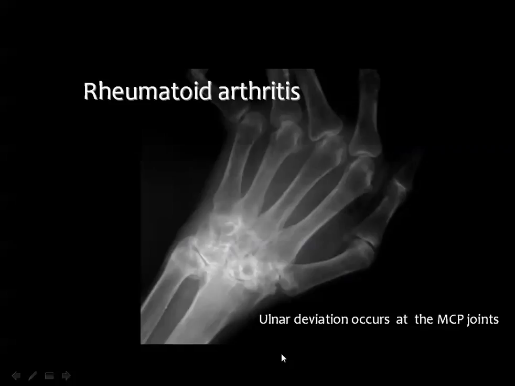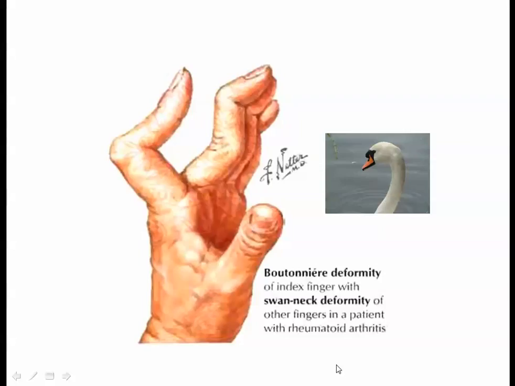This is a case of ulnar deviation secondary to rheumatoid arthritis, and you can see the subluxation of the metacarpophalangeal joints. Also in the wrist, you can see severe narrowing of the intercarpal and radiocarpal joints, as well as some bone erosions and the sclerotic reaction of the articular surfaces.